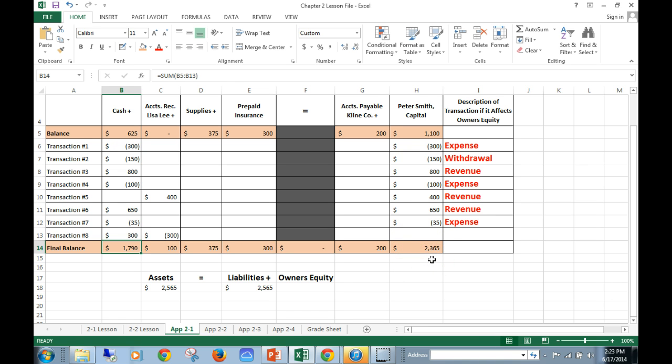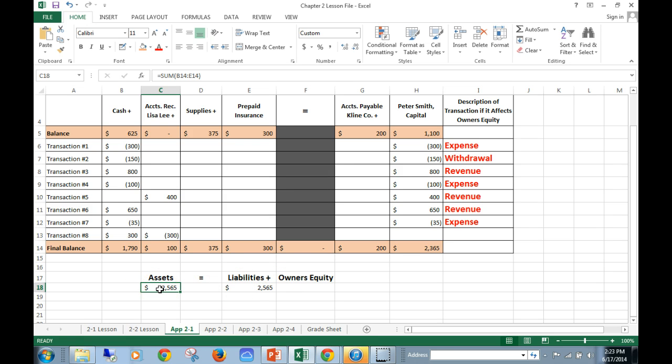$2,365. So if the bank were to say today, what is your business worth, this is what we would use, $2,365. Okay, which is all of our assets, minus our accounts payable, which we owe somebody. So as long as these still equal out, we're okay.